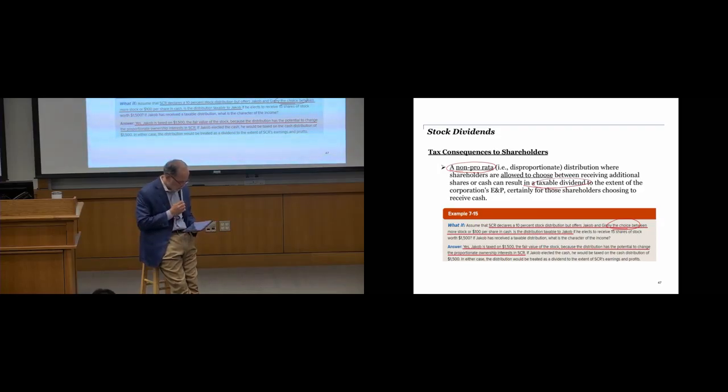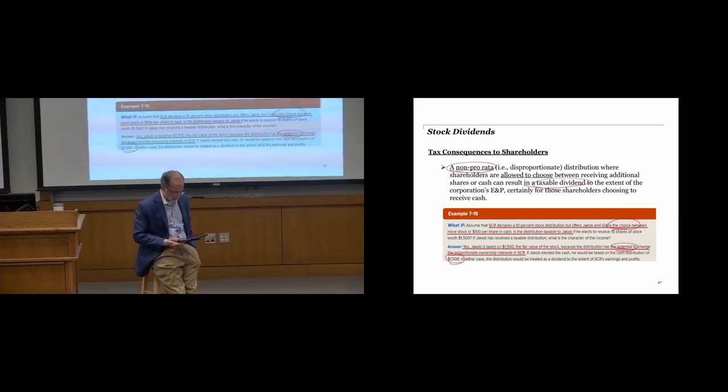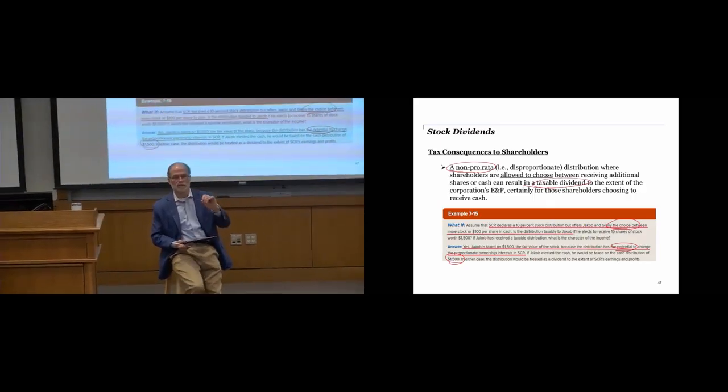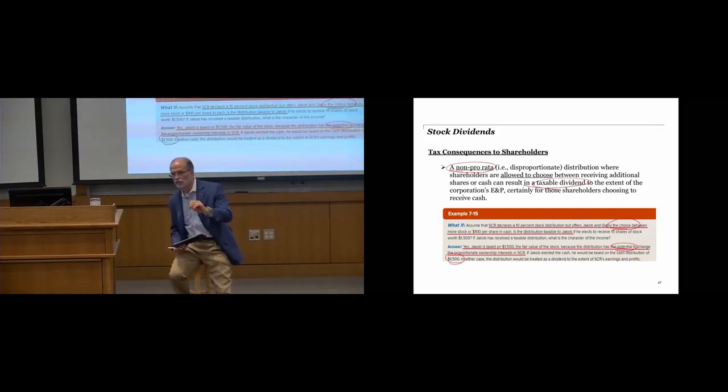Yes, Jacob is taxed on $1,500, the fair value of the stock, because the distribution has the potential to change the proportionate ownership interest in SER. If Jacob elected the cash, he would be taxed on the cash distribution of $1,500. In either case, the distribution would be treated as a dividend to the extent of SER's earnings and profits. So I think here it's the mere presence of the ability to elect that causes the gain to be taxed.